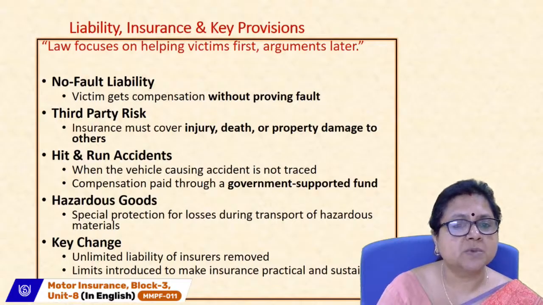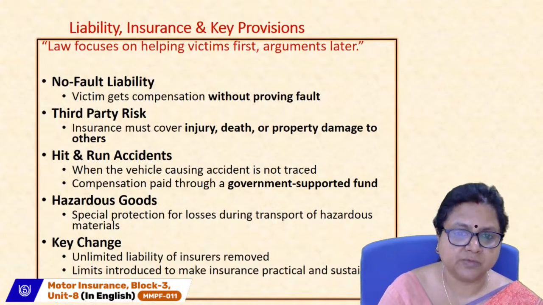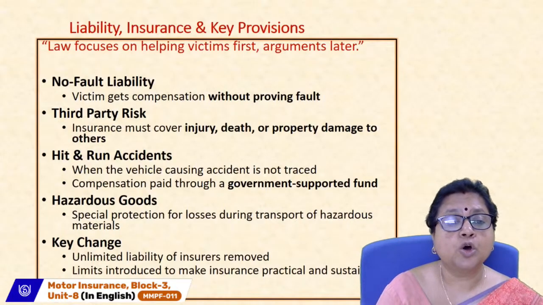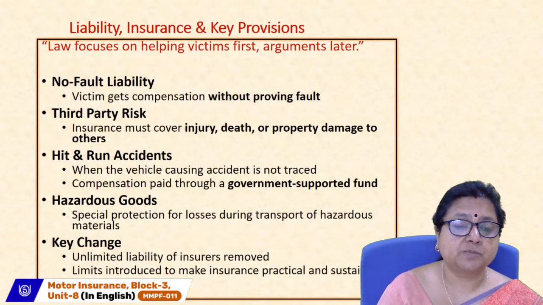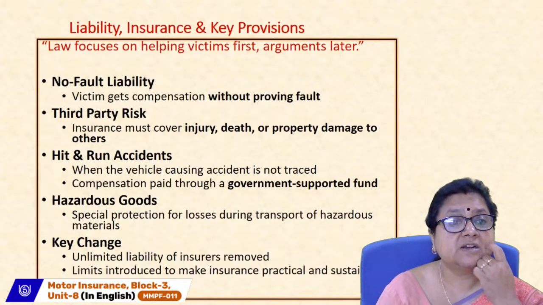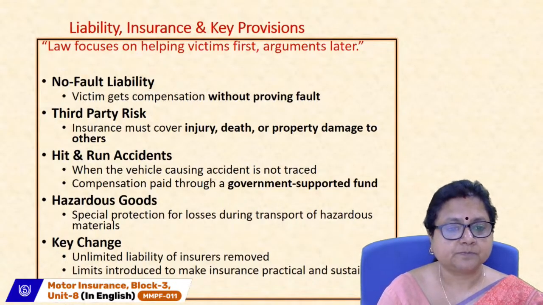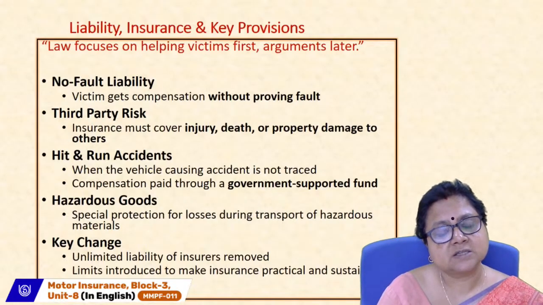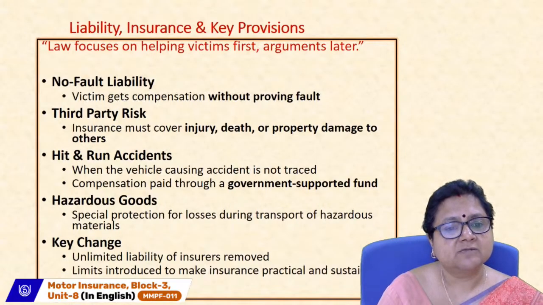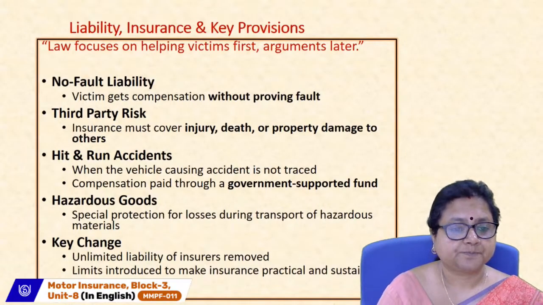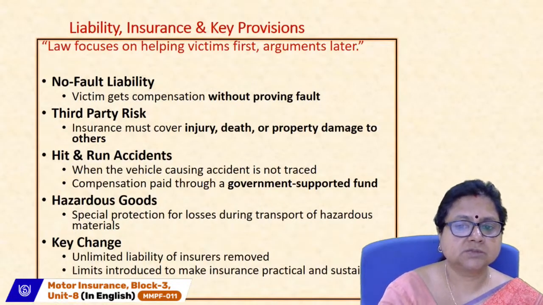Third party risk: insurance must cover injury, death, or property damage to others. So this is the third party liability. Suppose anyone is injured by one's vehicle, or anyone is dying, or there is any property damage of any other person from the vehicle of another person, then it is a third party risk which will be covered under the policy. Hit and run accidents we have discussed. Hit and run means the vehicle which has caused the damage is not traceable. The vehicle has hit the person and is absconding. In that case, when you cannot identify the vehicle, the compensation is paid through government supported funds.